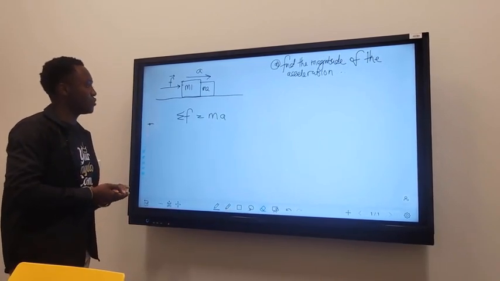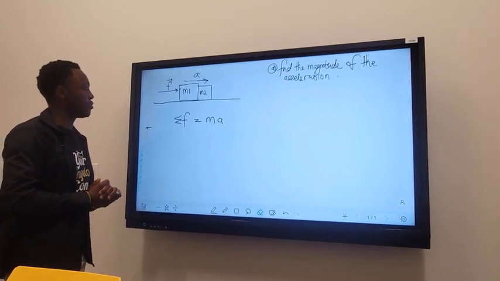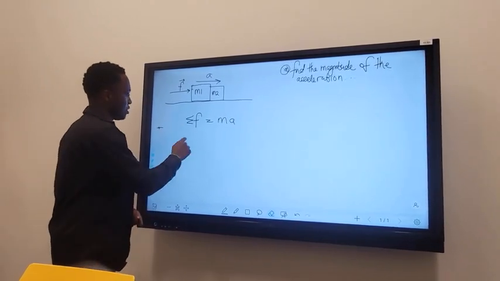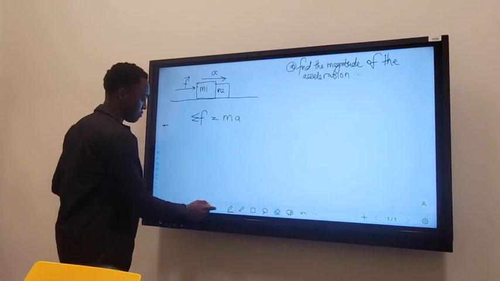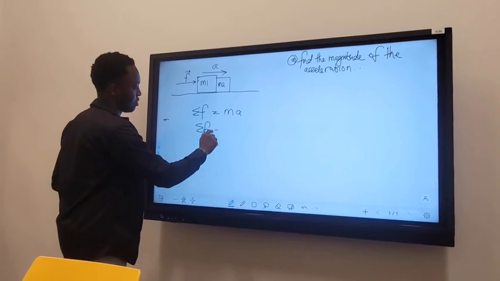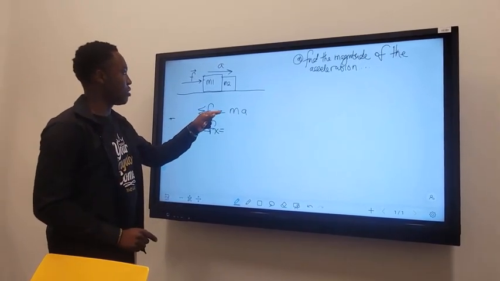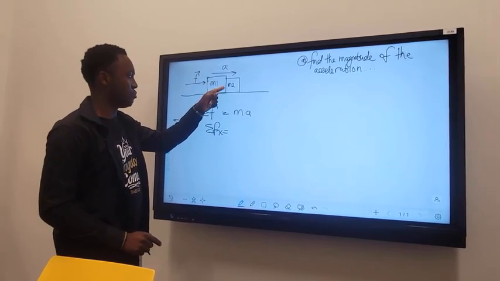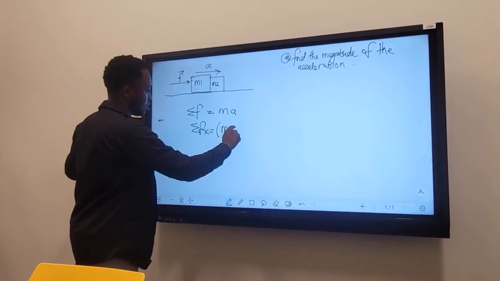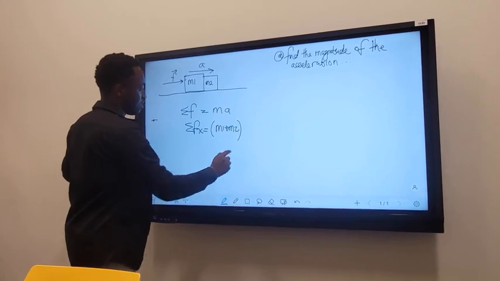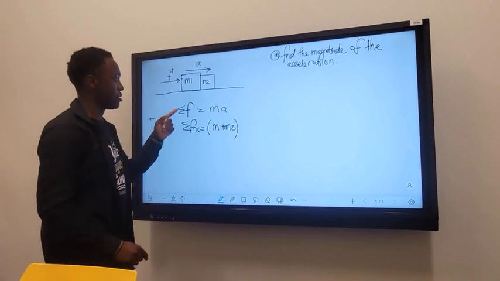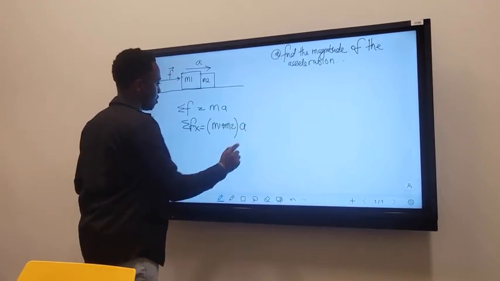Now, what we're going to do is fill in our values or make this formula more detailed. So since we're only acting in the x direction, we're going to say summation of all forces in the x is equal to mass. What we know about mass is what it's acting on. We have two blocks, so we're going to sum the masses. We have m1 and m2. Then we only have one acceleration because it's one force applying on both masses, so acceleration will just be one.